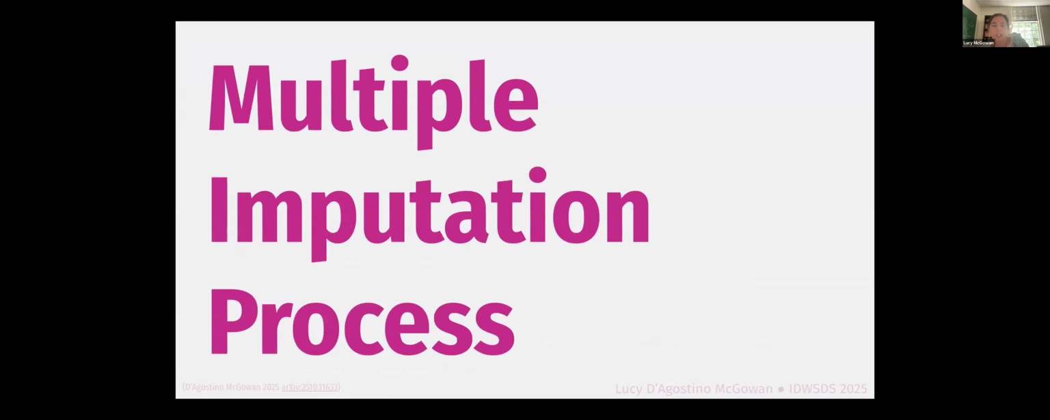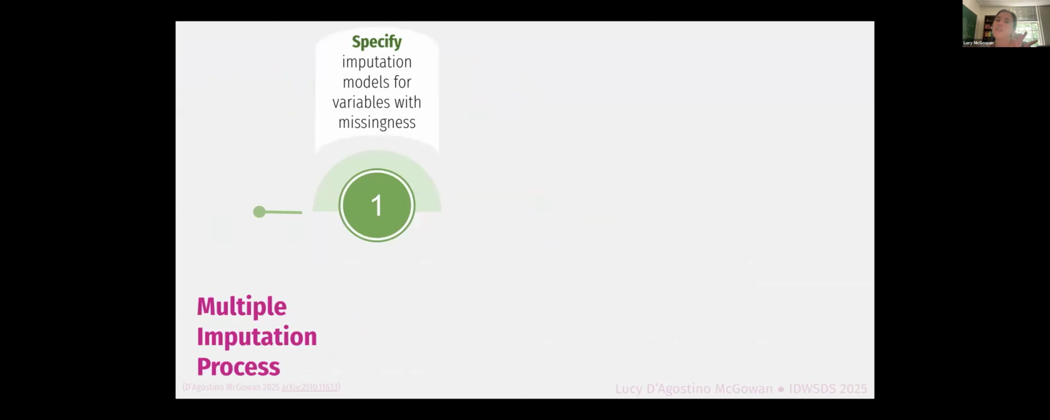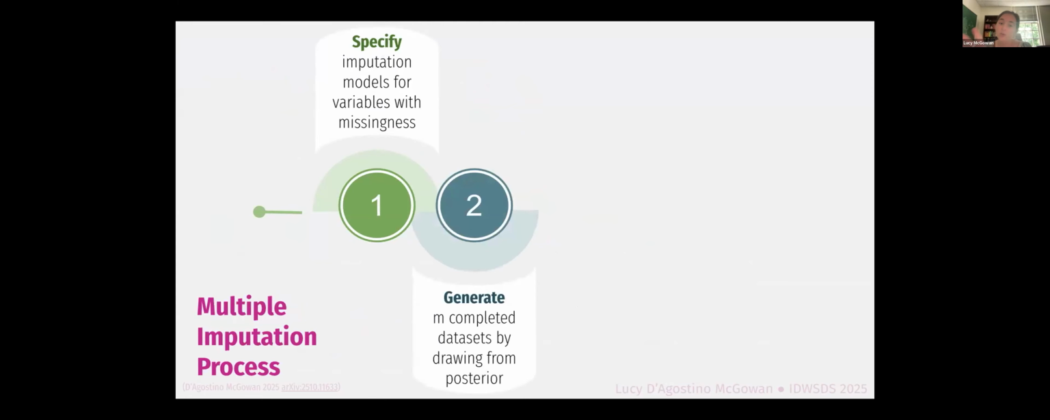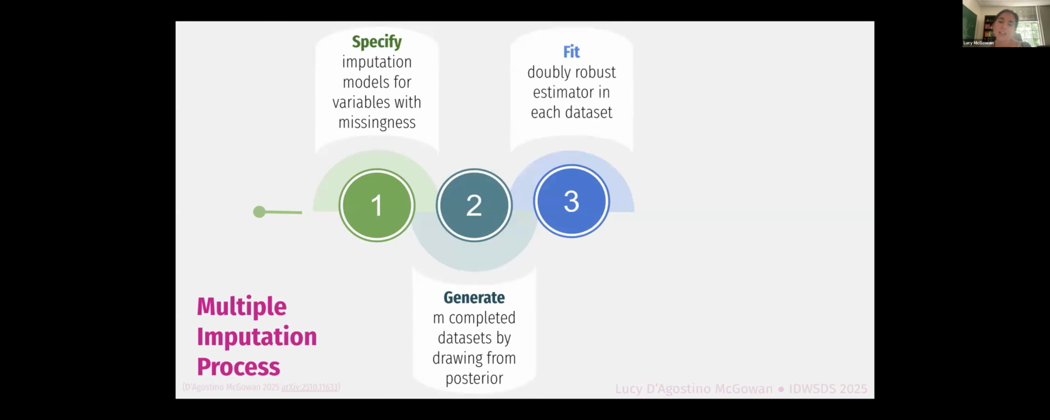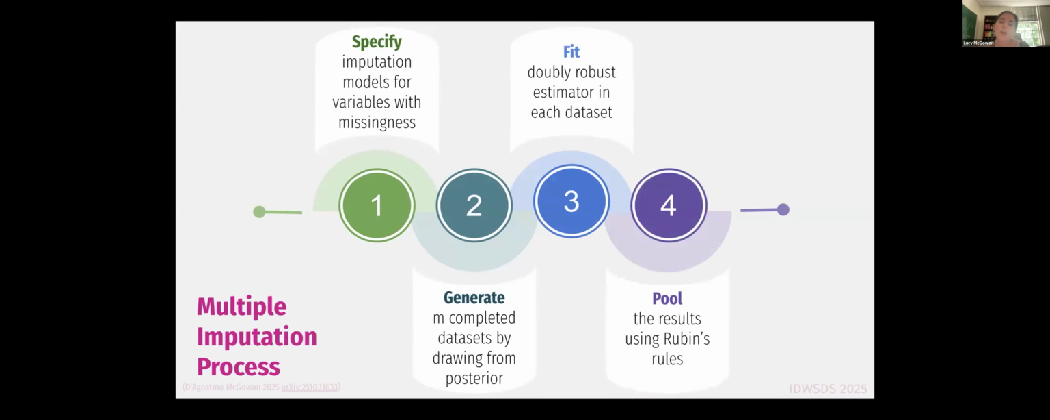So, okay, what's happening with the multiple imputation process? What's the right way to combine these pieces? You want to first specify the imputation models for the variables with missingness, and you want to specify it such that it includes the outcome, the exposure, and all of the variables in the propensity score model and all of the variables in the outcome model in the same functional form. And then you would want to generate M completed data sets by drawing from that posterior predictive distribution. And then you would fit the doubly robust estimator within each data set. So you would fit the propensity score model and likewise fit those m1 and m0 models and then combine them into that delta hat. And then you would pool those results using Rubin's rules.